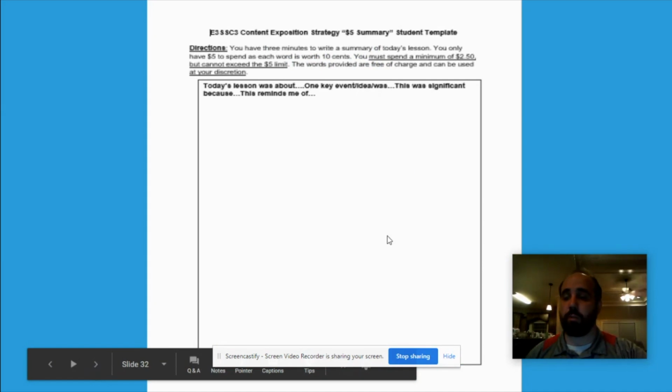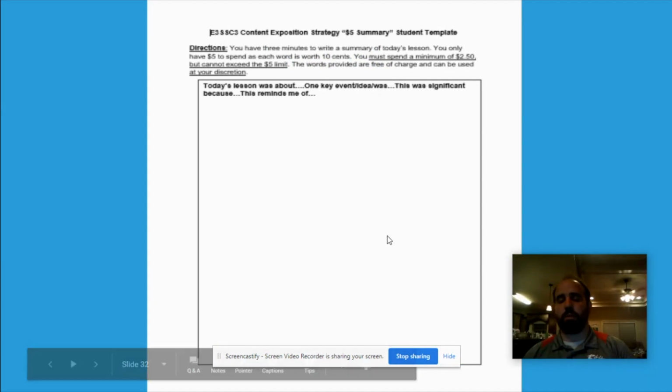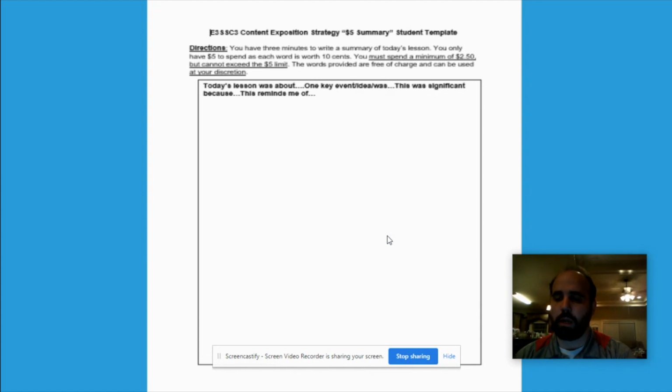This is the $5 summary, a very simple and easy strategy to implement into the classroom. It can be implemented in a lot of ways on a very daily basis. And the way that it does work is that, at the end of a reading or a class discussion or a lesson, you provide the $5 summary.